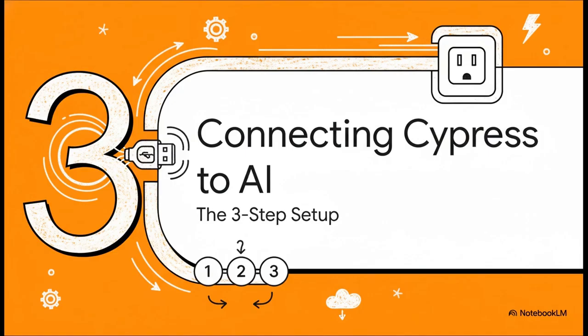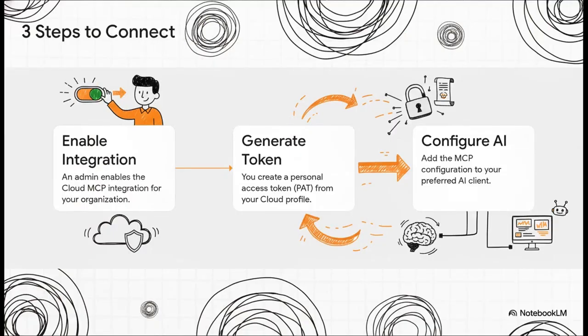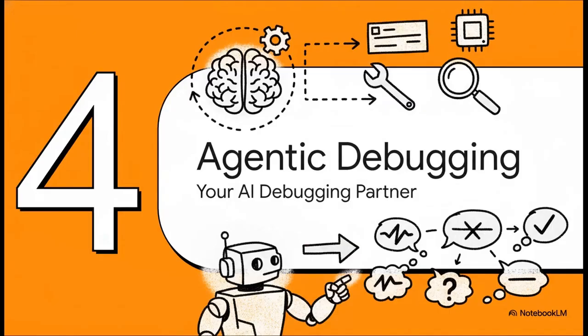Okay, so this all sounds great in theory. How do you actually plug in this USB port? Well, let's look at the setup for the Cypress Cloud MCP. It's surprisingly easy. It's really just a simple three-step process. First, an admin in your organization flips a switch to enable the integration. That's a one-time thing. Second, you, as the developer, go to your profile and generate your own secure personal access token. And third, you just copy-paste that token and the server URL into your AI client, and that's it. You're connected.